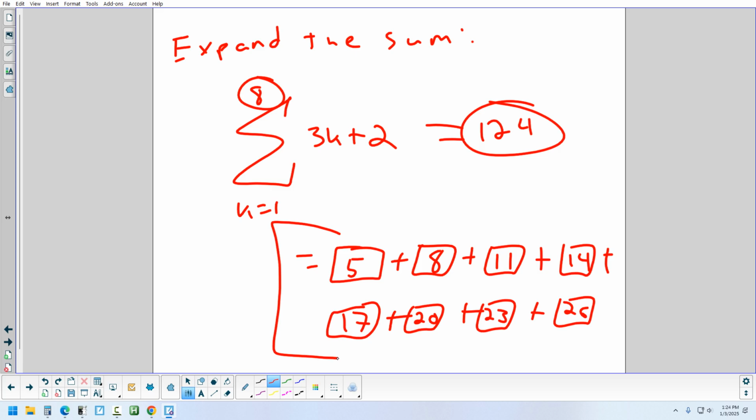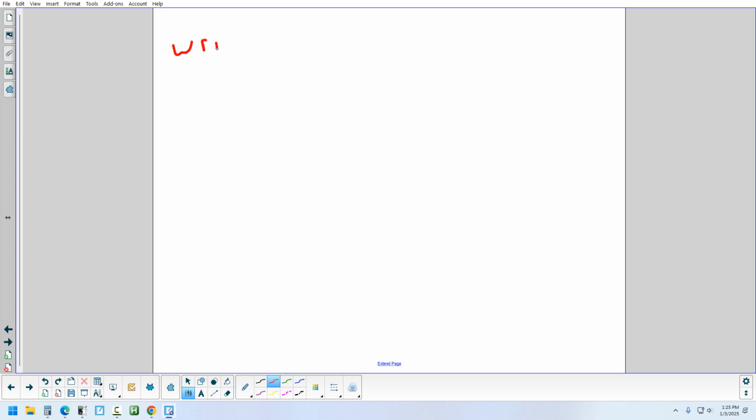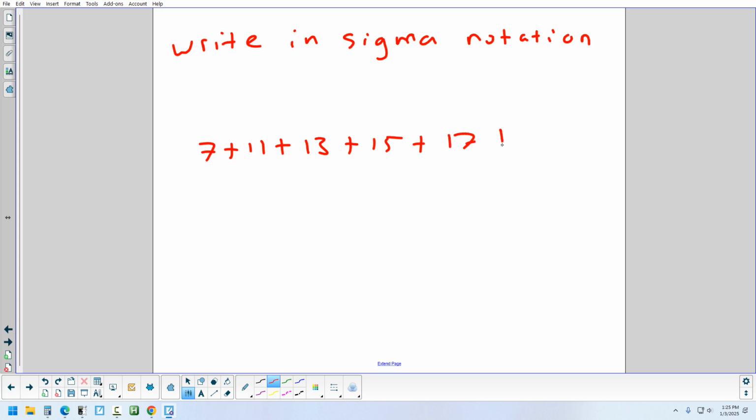Okay. Any question on that one? All right, so now let's try it in reverse, in sigma notation. So now I'm going to give you something that's expanded. I want you to put it back the short way. All right. Let's do 7 plus 11 plus 13, 15, 17, 19, 21. So I want you to convert that back to sigma.